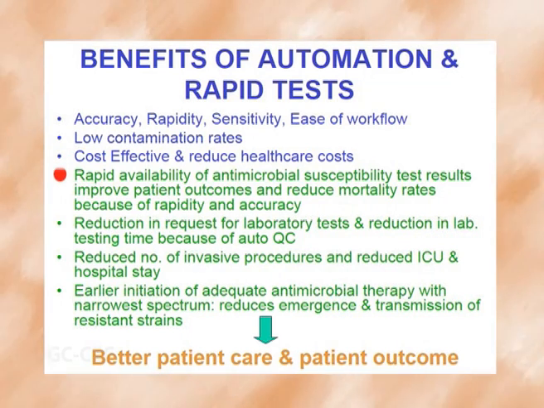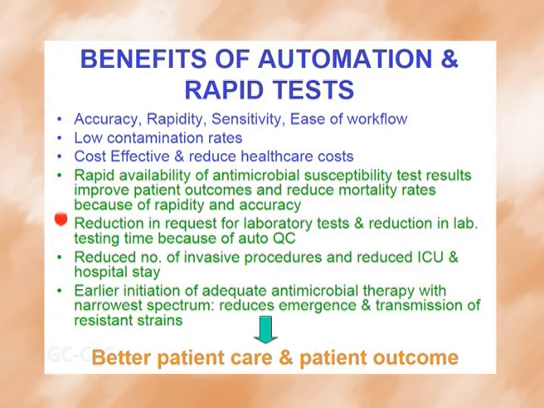Rapid availability of antimicrobial susceptibility test results improves patient outcomes and reduces the mortality rates because of the rapidity and accuracy of the diagnosis. So there will be reduction in the request for laboratory tests also, and reduction in the laboratory testing time by the technicians and the microbiologists because of automated QC, that is quality control, which is a part and parcel of all the automated systems that are available. All perform internal quality control of the reagents and the system.